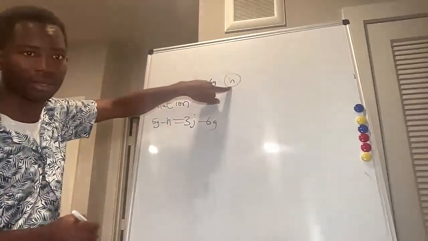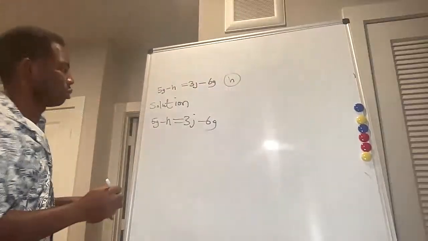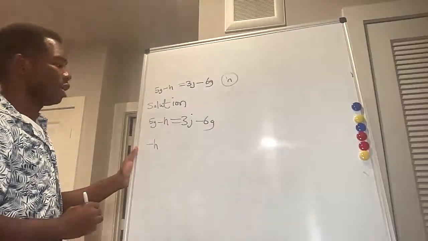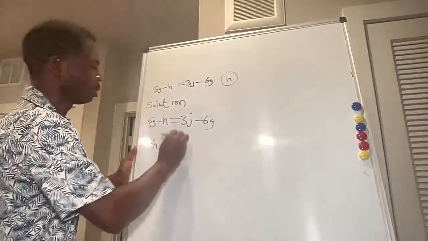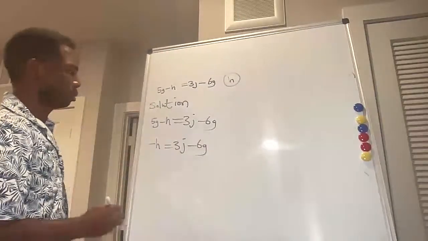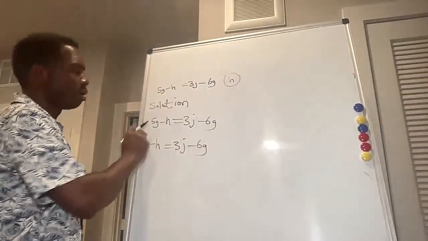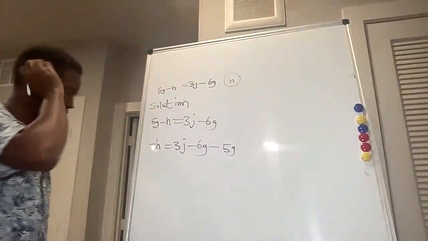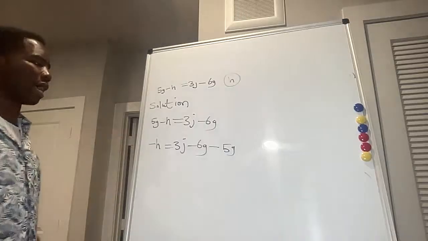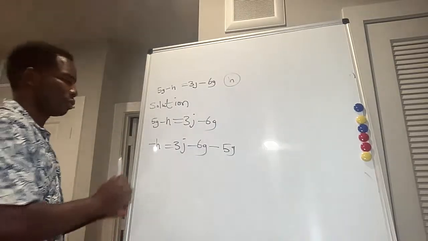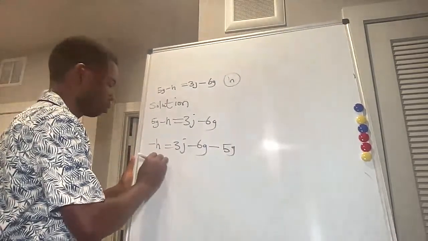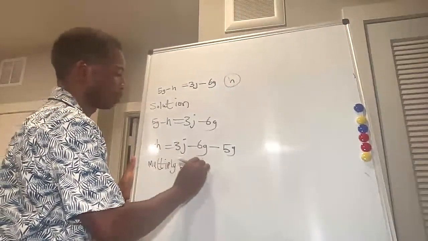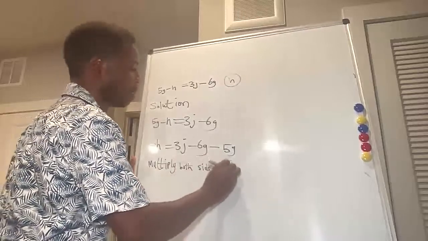Now, what are we making? We are making h, right? Good. So we have minus h is equal to 3j minus 6g. We have an invisible plus here, moving across the equation, it becomes minus 5g. Multiply both sides by minus.